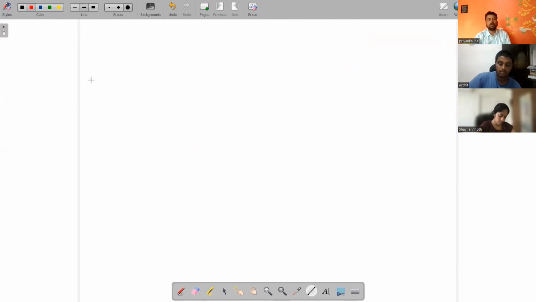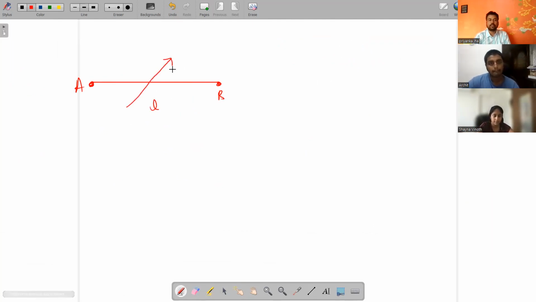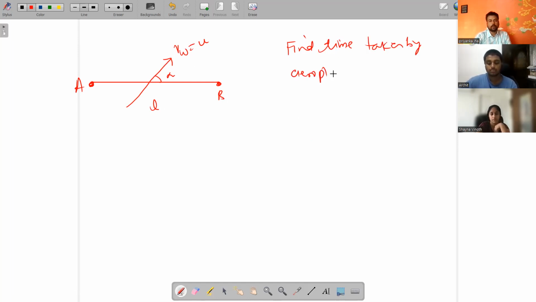Okay. See, there are two towns over here, A and B. The aeroplane wants to come from A to B. The distance is L. Wind is blowing in this direction. The velocity of wind is given as U at some angle alpha. Now you have to find the time taken by the aeroplane to travel from town A to town B.